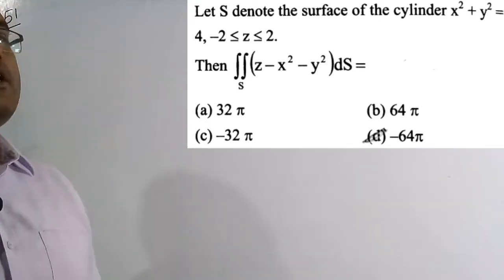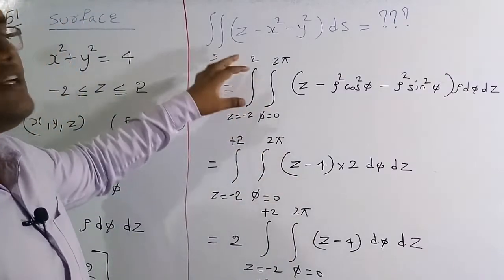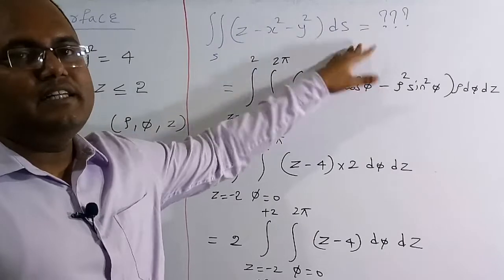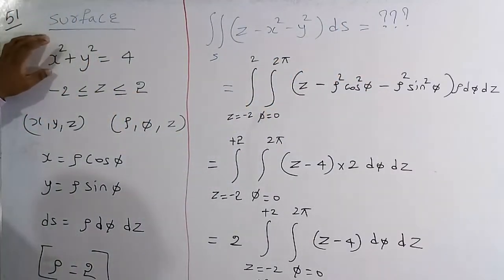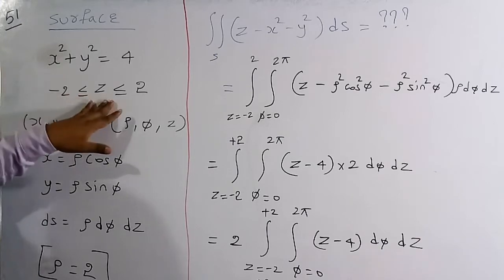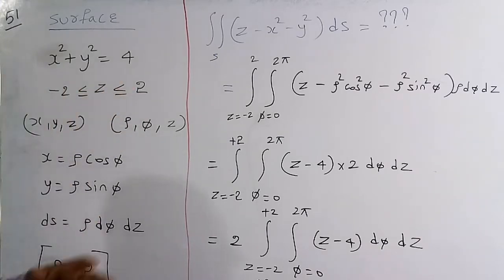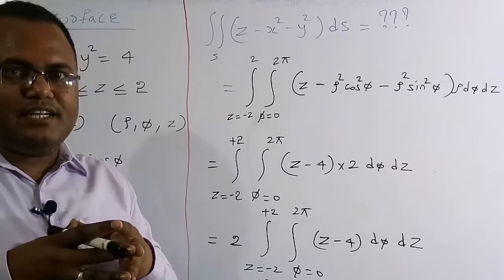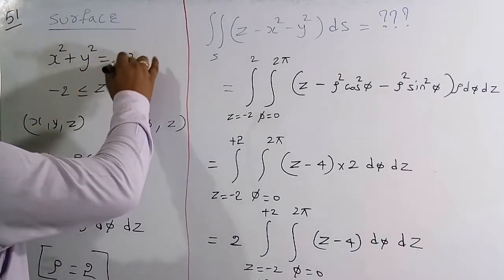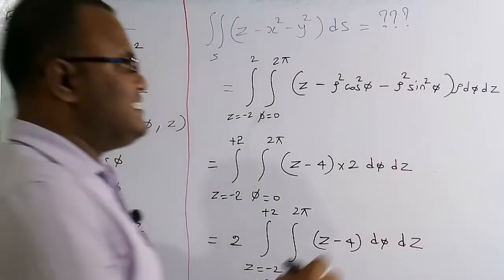So let's solve this numerical. In this question we have to find the surface integral of z minus x square minus y square into ds. The surface given is x square plus y square is equal to 4 and the range of z from -2 to 2. So basically it is a cylinder of radius 2, because 4 we can write as 2 square. Therefore we are going to get a cylinder in this fashion.